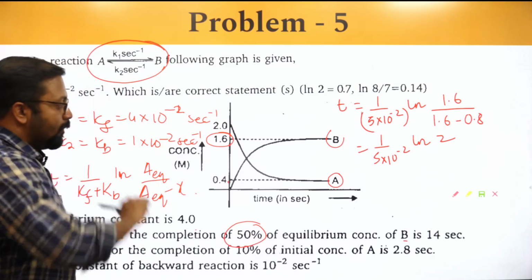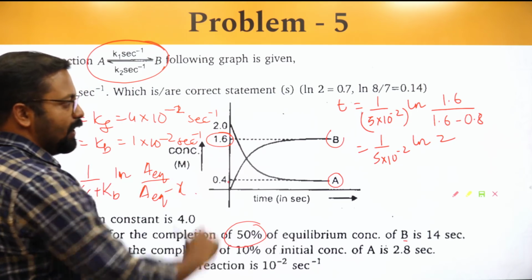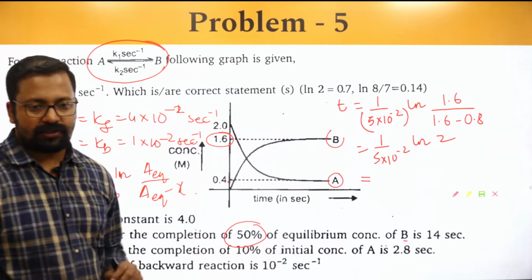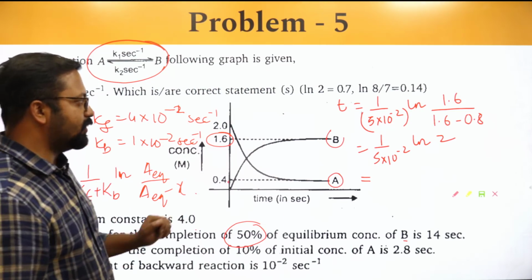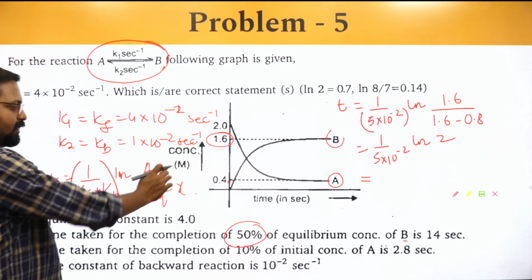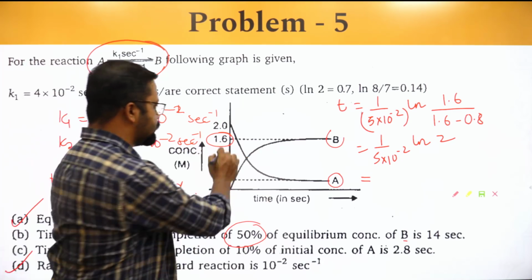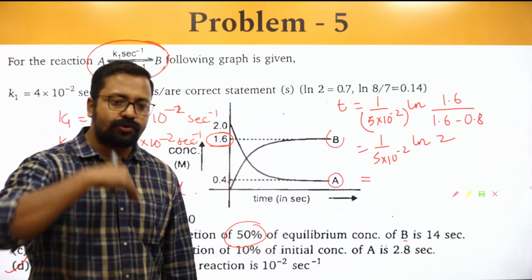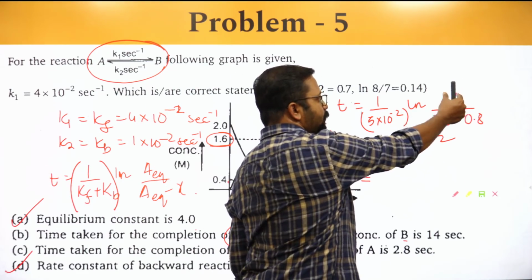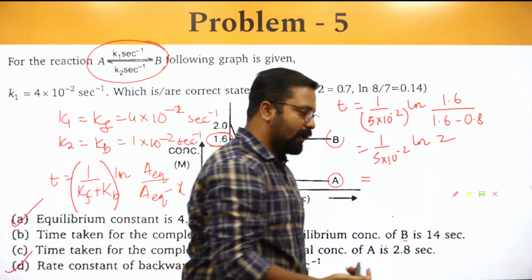Okay, 1 by 5 times 10 raised to minus 2 ln 2. What will be the value for this? We incorporate this equation and solve the question. Equilibrium concentration is 1.6. It will reduce to half, so it will become 0.8. So if this is 0.8, 1.6 by 0.8 will become ln 2.